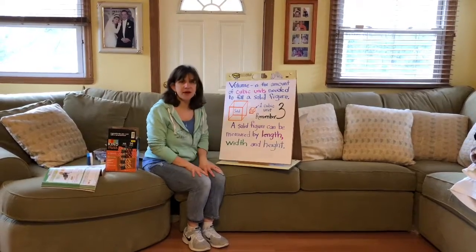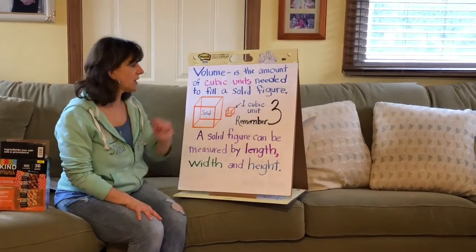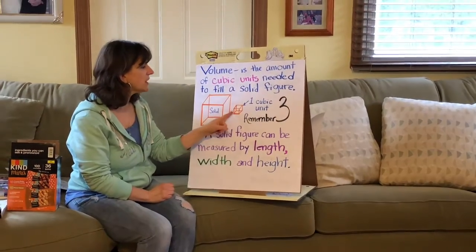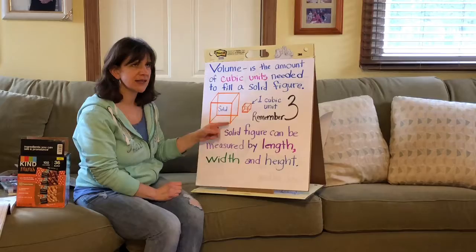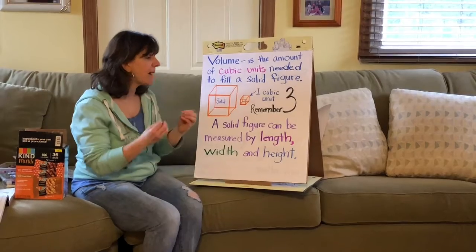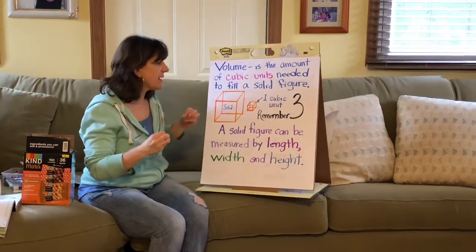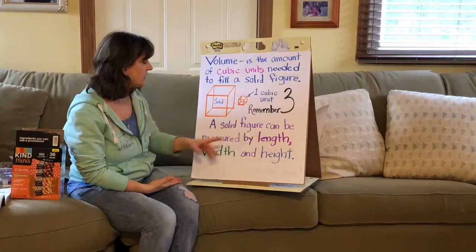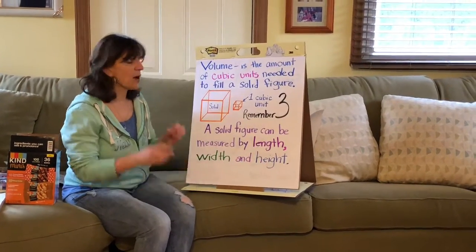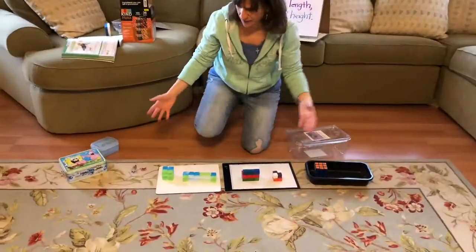Okay, so volume. The definition of volume is the amount of cubic units needed to fill a solid figure. So here you have to pretend, this is my drawing here, my 3D figure, and how many cubic units can actually fit inside this solid figure. Now, I made the number 3 really big because I want you to remember the number 3 when we're talking about cubic units or finding the dimensions to find the volume of something, because a solid figure can be measured by length, by width, and by height. And we're going to practice that actually using cubes. So come down to the floor with me, and I set up a couple of models here for you.